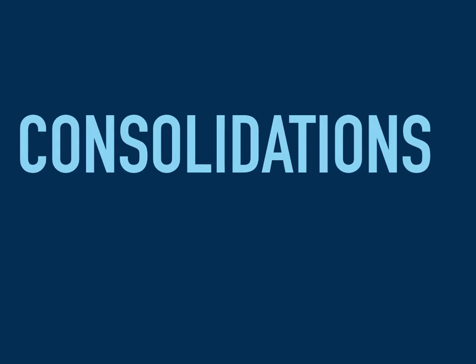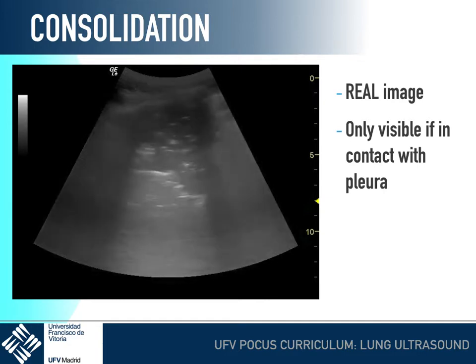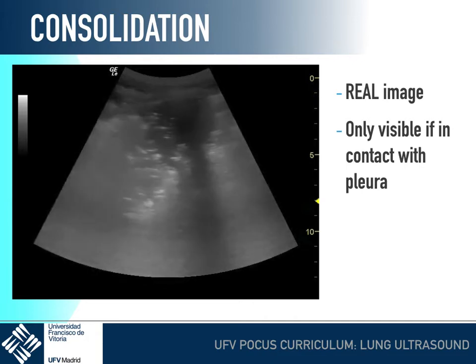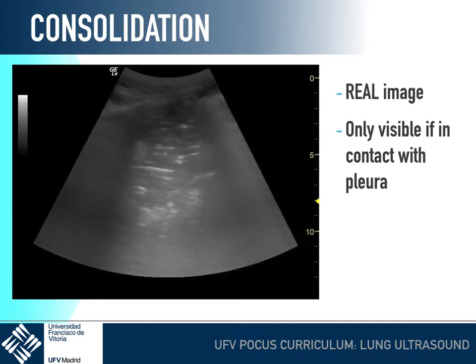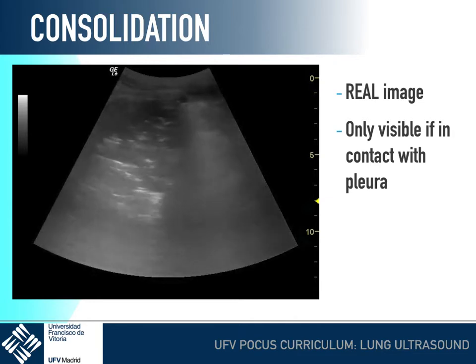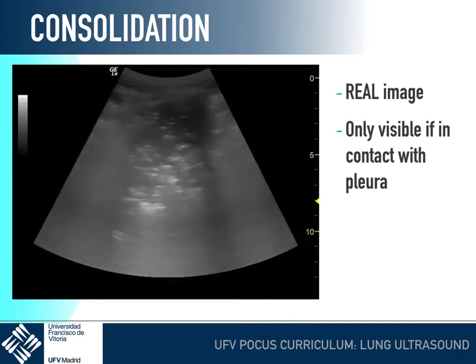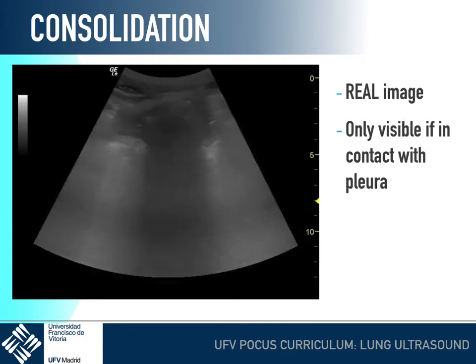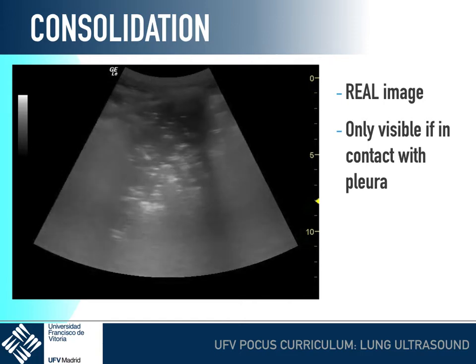Consolidations. I told you during the first slides that everything you are looking at is not real, but in this case it's different, because the consolidation is a real image. It's an area which is totally full of material: pus, cells, inflammation. There's no air at all, but it's only visible if the consolidation is in contact with the pleura.